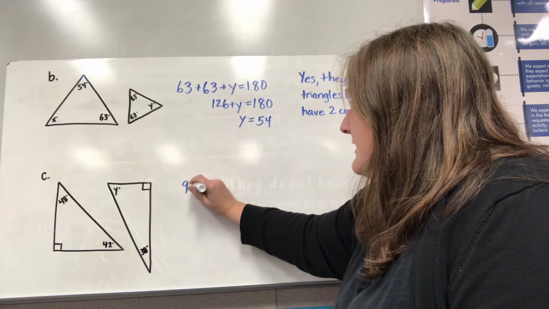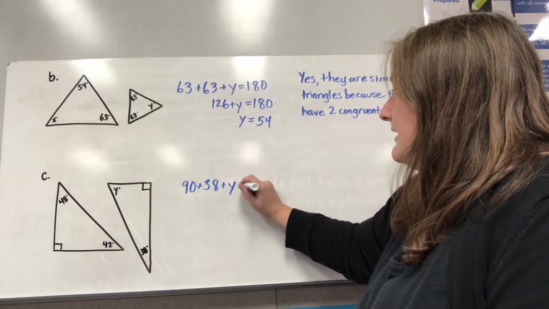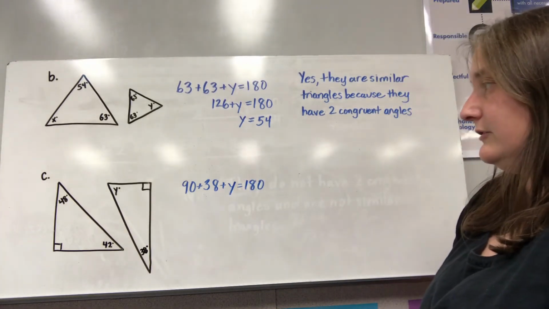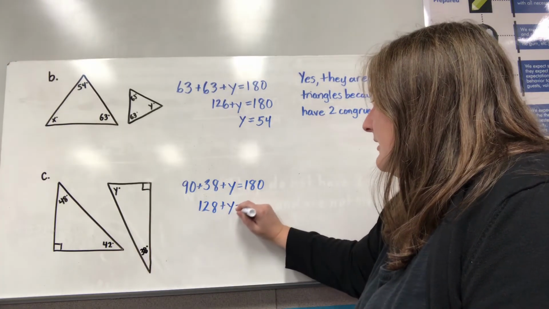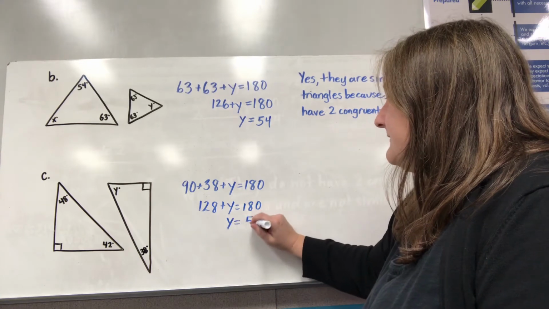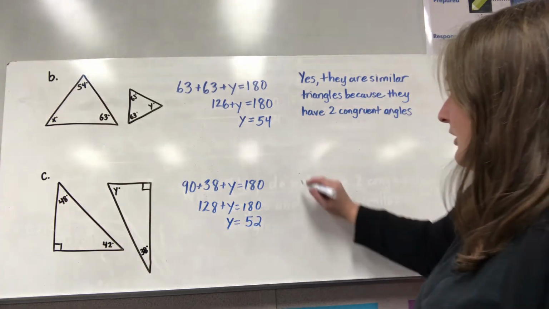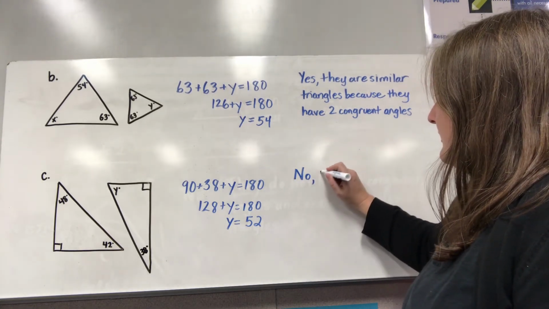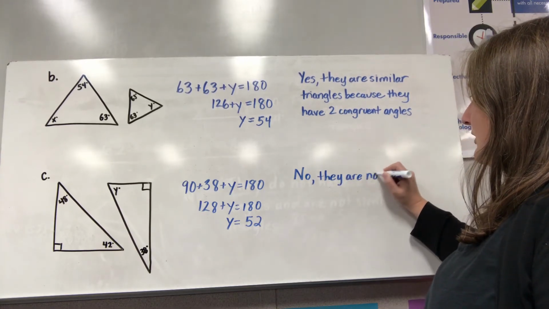I would add 90 and 38 and y to get 180 degrees. So 90 and 38 is going to give me 128. And if I subtract 128 from each side, I'm going to get 52. So they don't have a matching second angle. So no, these guys are not going to be similar. No, they are not similar triangles. They only share one congruent angle.